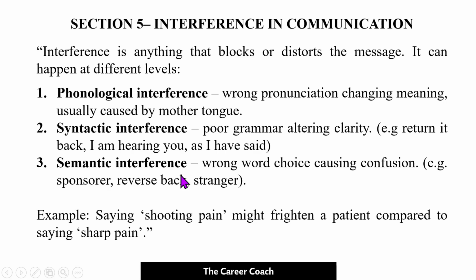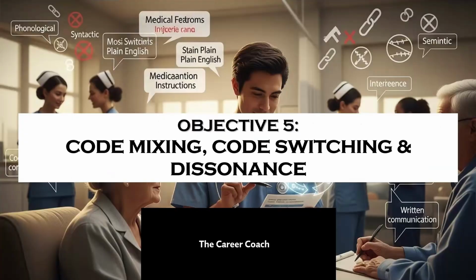Number 3, semantic interference. Interference could be semantic, and what it means is that wrong choice of words causes confusion. For example, sponsorer, reverse back, stranger. These are semantic interference. For example, saying shooting pain might frighten a patient compared to saying sharp pain. So you can say the patient has a sharp pain instead of saying the patient has a shooting pain.